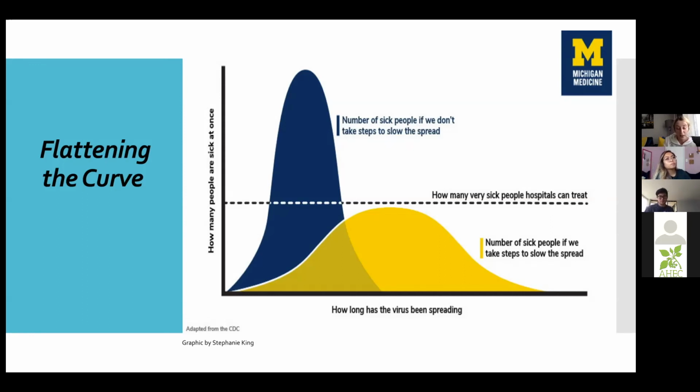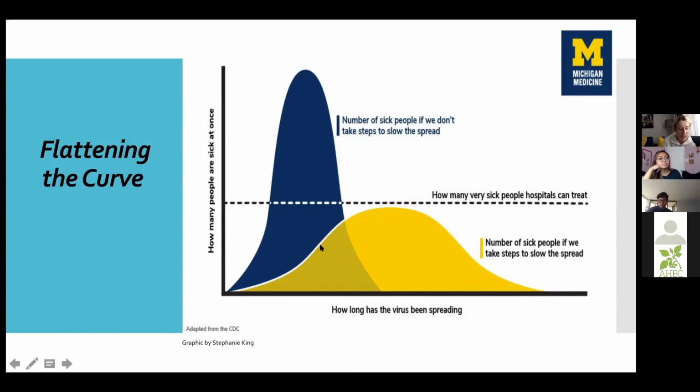The flatter curve, we see the yellow curve, right? It's flatter and it's under the dotted line. So the flatter, lower curve is much better, but it will take working together to make it happen. It's not going to happen overnight. We have to come together as a community to prevent transmission, to see that yellow curve in Hawaii.